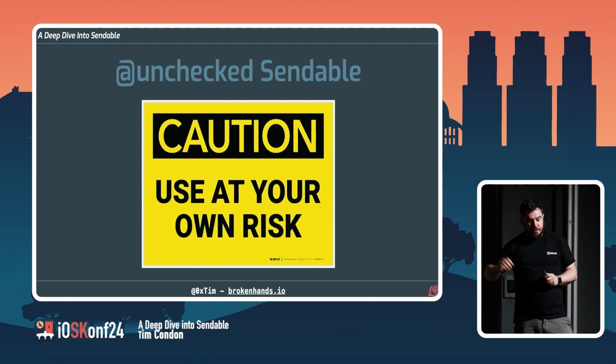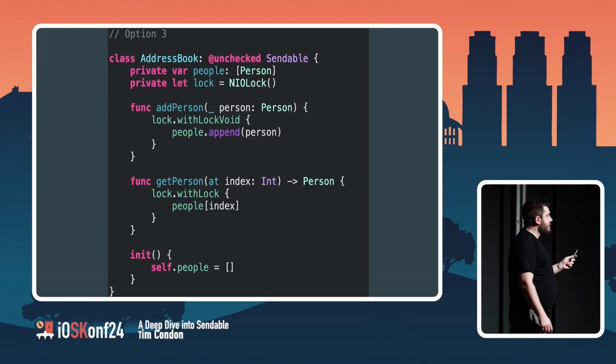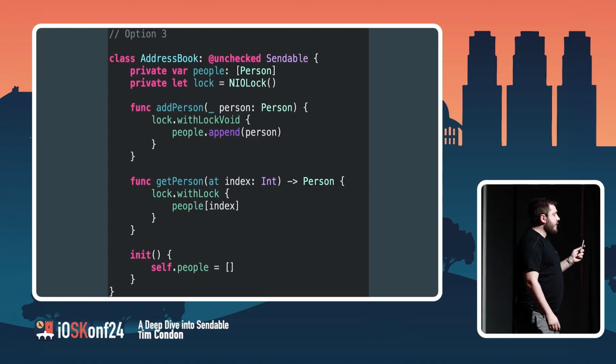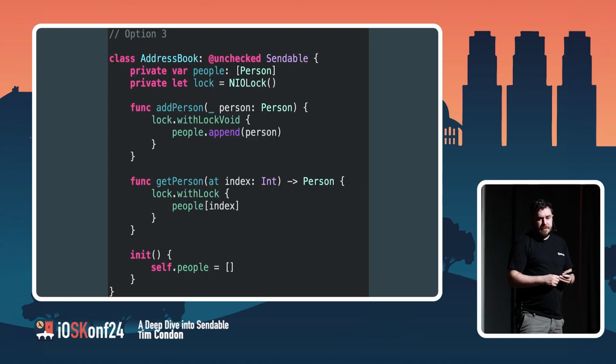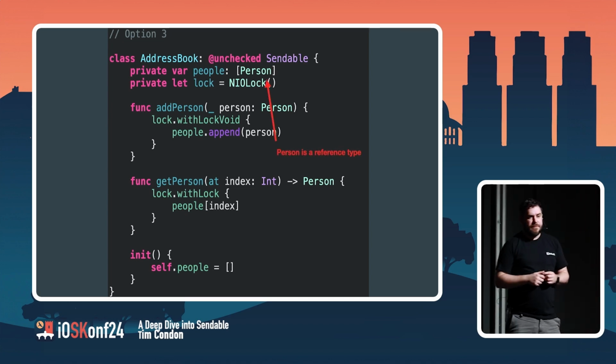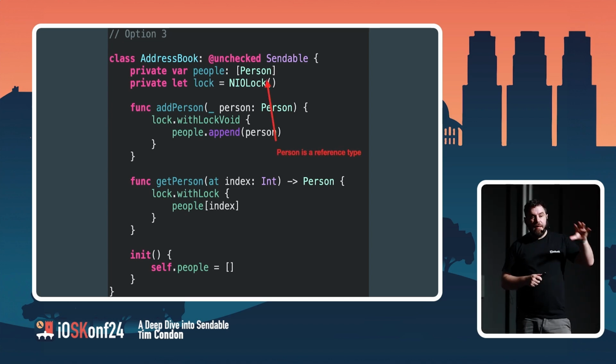So I don't know if anyone can spot this, but if we go back to the example we've just seen, there is actually a bug in here, and it is unsafe. Does anyone know what it is? Person in this instance is a reference type, which means that the address book itself is safe, but the array itself is not, because you're storing reference types inside that array.